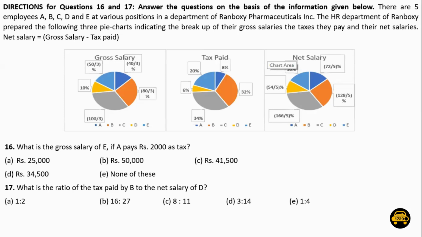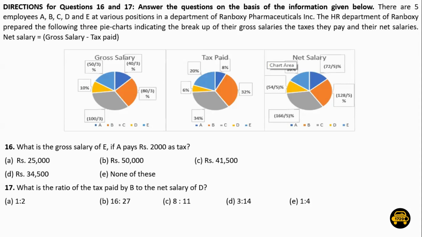Now we have been given a formula that net salary is equal to gross salary minus tax paid. So basically what information we have is about 5 people, A, B, C, D, and E. And we have 3 pie charts indicating the breakup of the 3 different components of salary amongst these 5 employees.